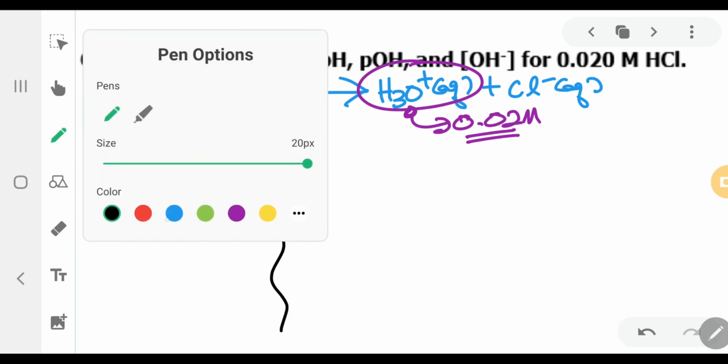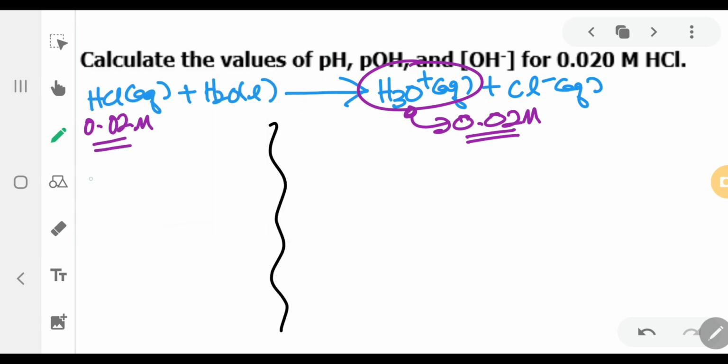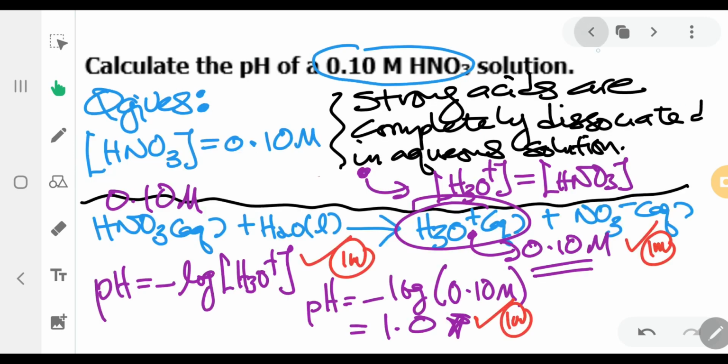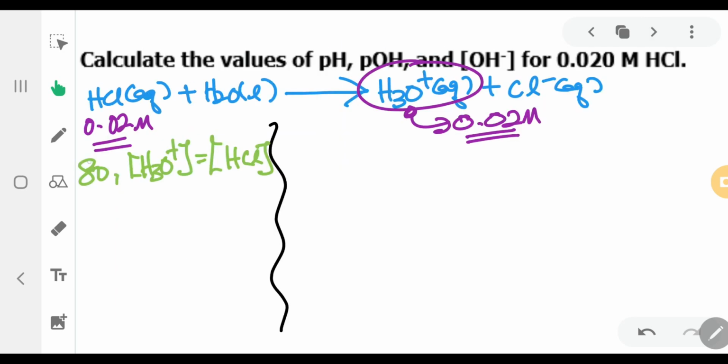Okay, so now we can start to look for the pH. Concentration of H3O+ is equal to concentration of HCl. Okay, this is very important. The reason why this is the case is because we are dealing with a strong acid, and strong acids, again I repeat, are completely dissociated in aqueous solution.